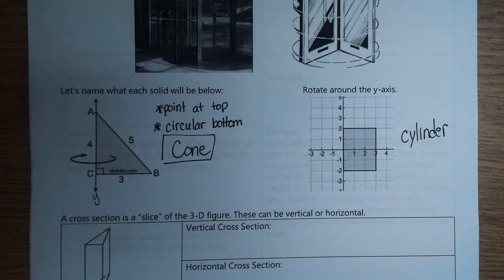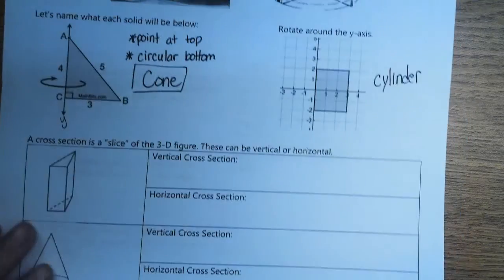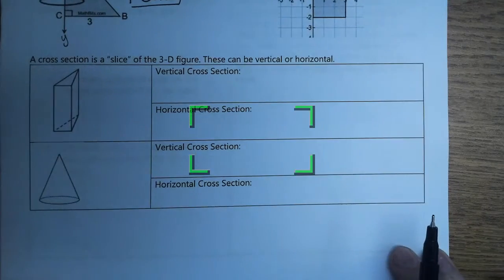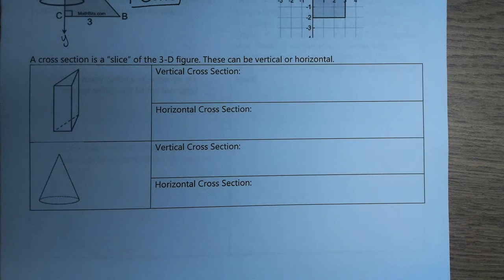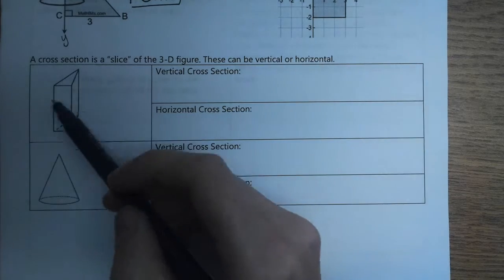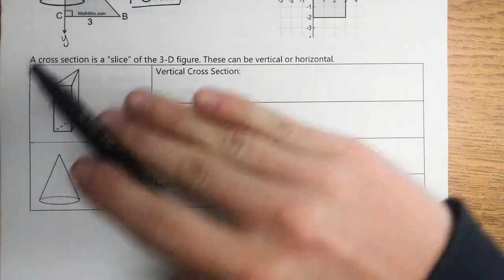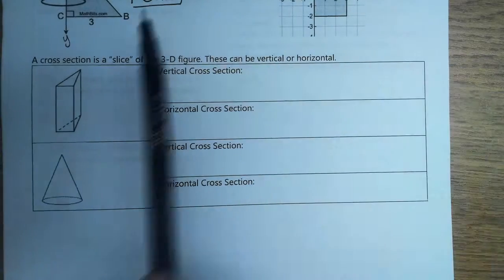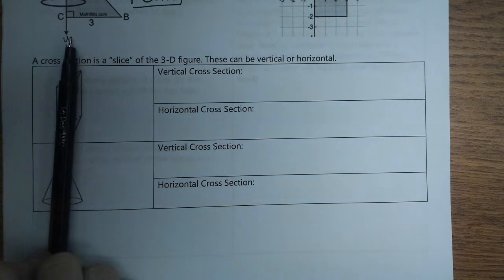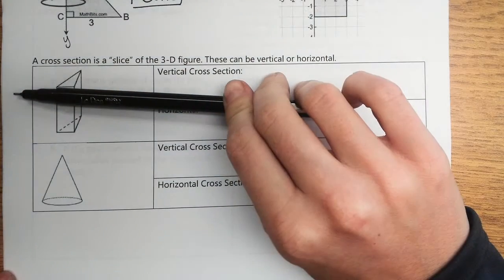And then last thing for today, I believe. Yep, last thing for today are cross sections. A cross section is a slice of a figure. It can be straight up and down or straight left to right, so vertical or horizontal. So we take this figure and we slice it. Vertically, we're going to slice it this way. Horizontally, we slice it that way.